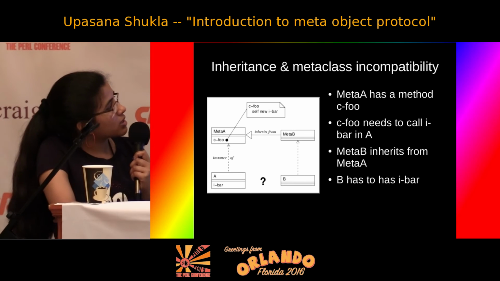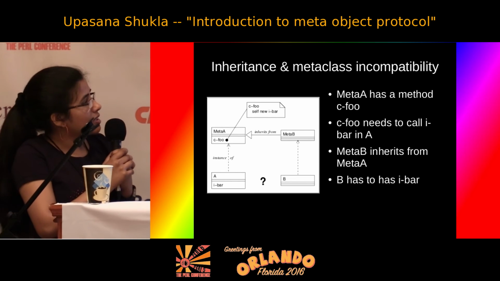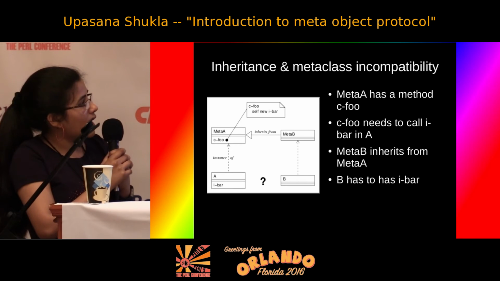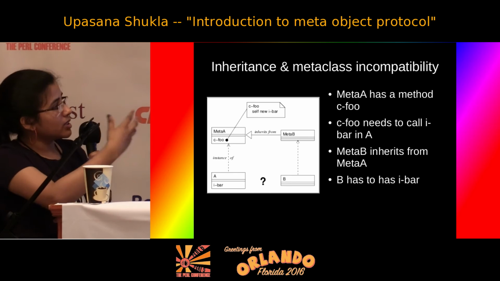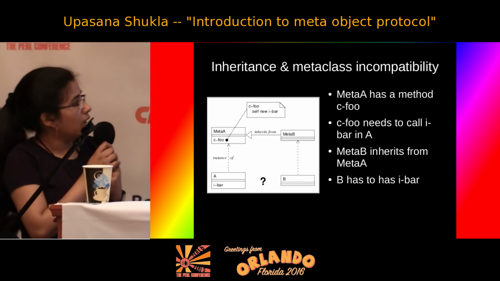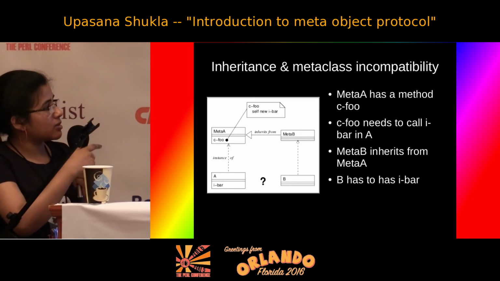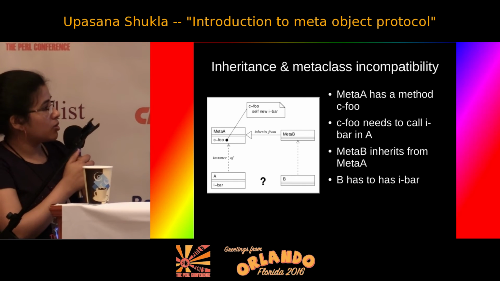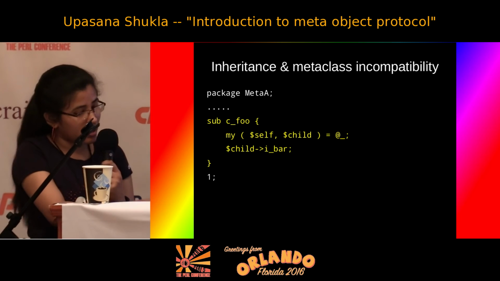Now let's look at the second case. Here I have my metaclass meta A, which has a method cfoo, and cfoo needs to call ibar in A. And I have another metaclass, meta B, which inherits from meta A, and B has meta B as its metaclass. So B has to have a method called ibar, otherwise it won't work.